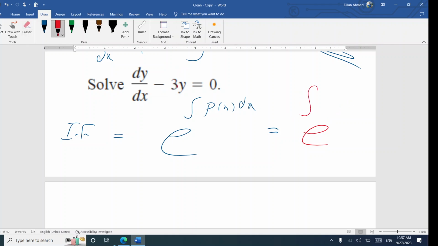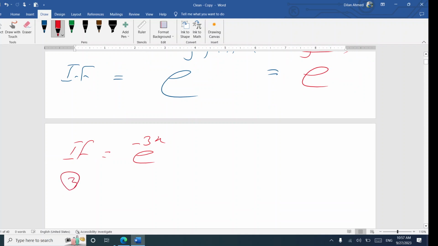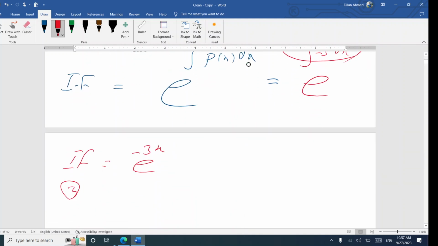So in this example, we have only minus 3. And you know the integral of minus 3 is equal to what? Minus 3x, and e to that. Am I right? So this is my integrating factor. This is the first step: make the standard form. The second step, find the integrating factor. Third step, multiply both sides by this.